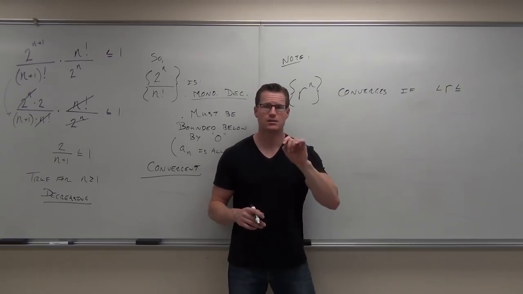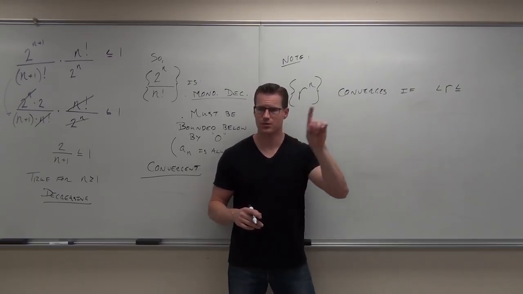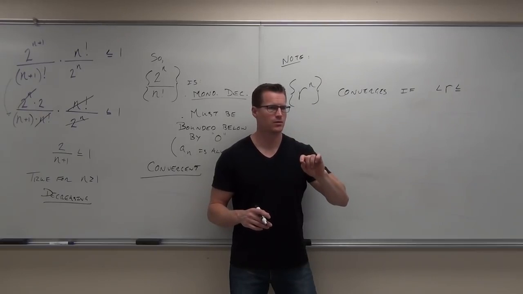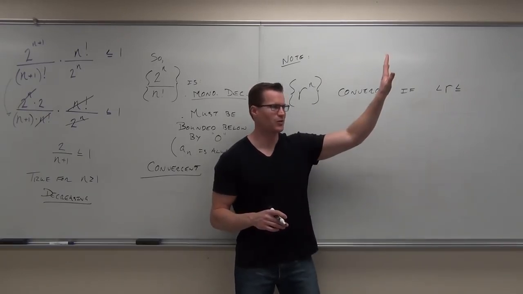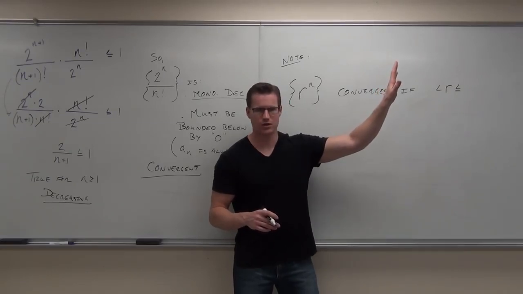If you give me 8: 8 to the first, 8 to the second, 8 to the third, 8 to the fourth. What's happening? Monotonically increasing without bound. Well, that's the whole thing, right? It's got to be bounded. That would diverge. How about 1/2?